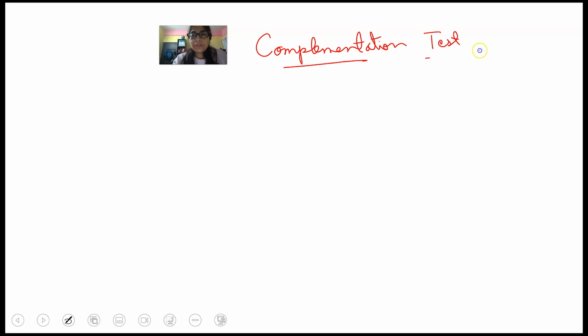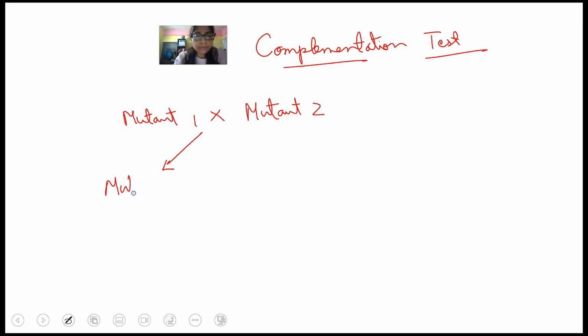So what exactly is done in complementation test? We will cross two mutants. Okay, mutant 1 crossed with mutant 2. Now, which are those two mutants? The mutants which have the same mutant phenotype. Okay. Now, it can have two different results. So, if mutant 1 cross mutant 2 produces mutant phenotype, okay, that means what will be the understanding? That these mutations did not complement each other.